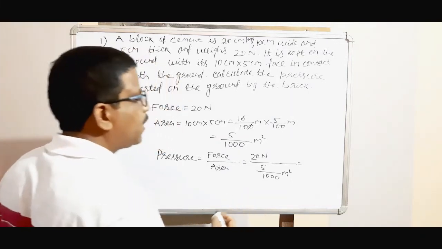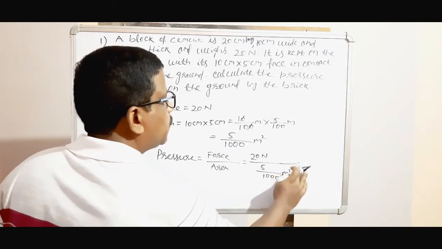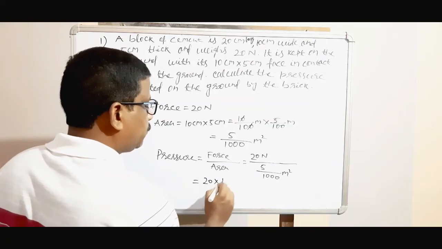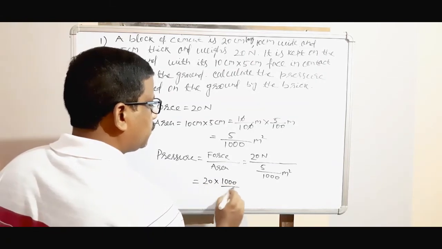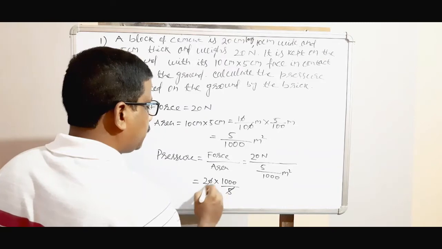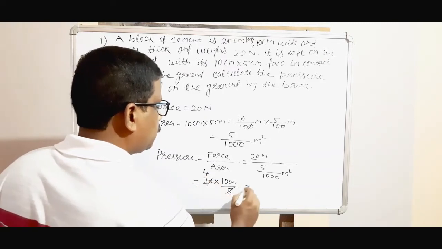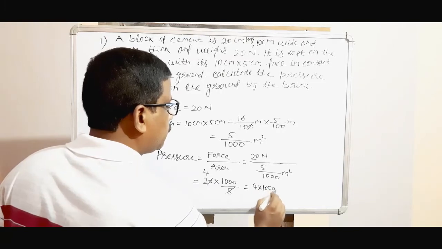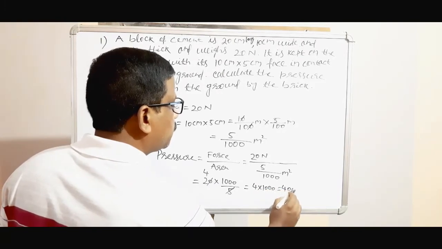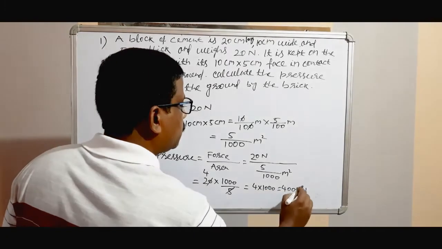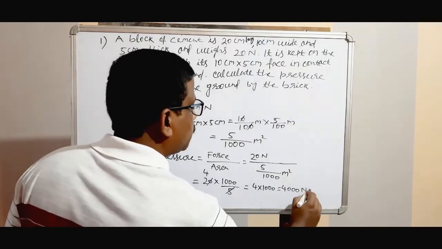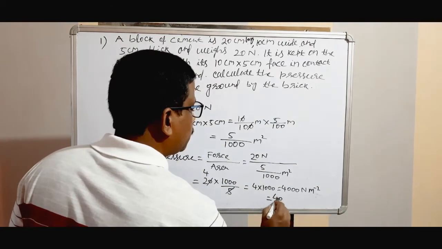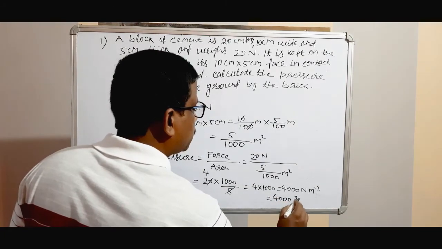Now this is 20 whole divided by 5 by 1000. If you multiply, it will be the reciprocal. So here I am writing 20 into 1000 by 5. 5 cancels, 4. So 4 into 1000, it will be 4000 Newton. Unit will be what? Pressure, Newton per meter square. Or we can write 4000 Pascal.